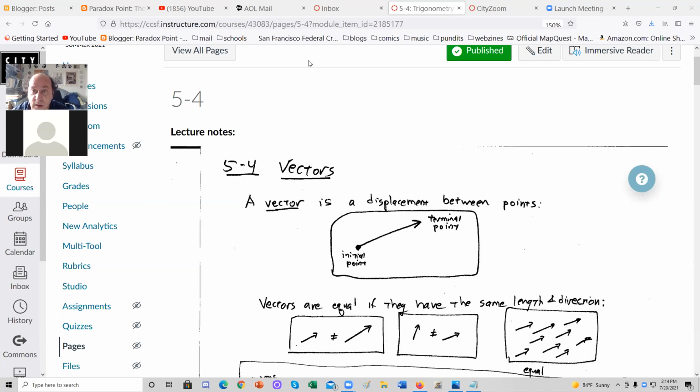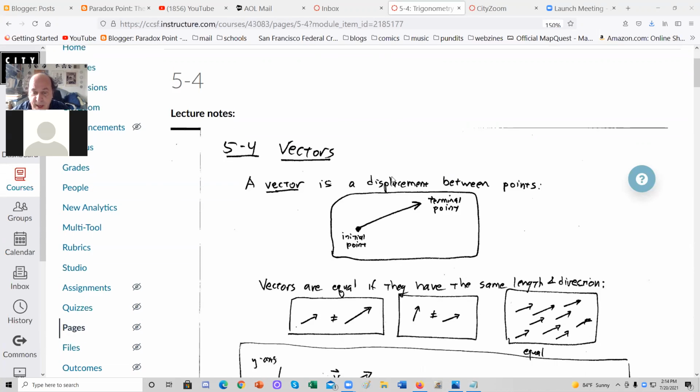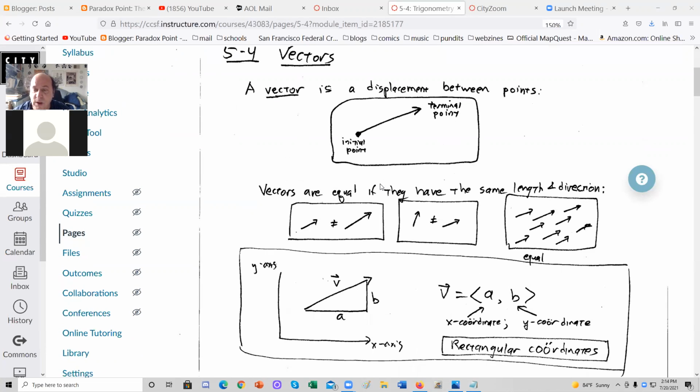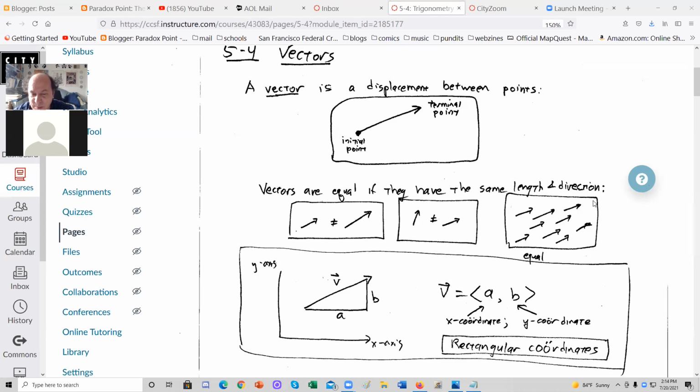Now, two vectors are equal if they have the same length and direction. Here are two vectors pointing in the same direction, but different lengths, so they're not equal. Here are two vectors of the same length, but in different directions, so they're not equal. Here are a bunch of vectors, all pointing in the same direction, all the same length, so they're considered equal. I mean, approximately, given my handwriting. Although their initial points and terminal points are all different, so they are equal vectors in different places.